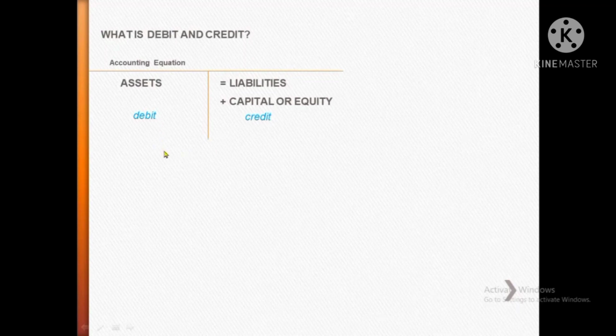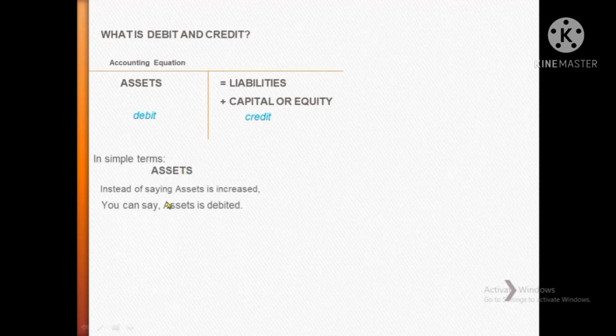In the past video, I told you that assets, liabilities, and equity can increase or decrease. But instead of saying the assets increased, we say the assets are debited. And of course, instead of saying the liabilities and the capital increased, we say that it is credited. So meaning, these assignments, debit for assets and credit for liabilities and capital, are substitutes for the word increase.